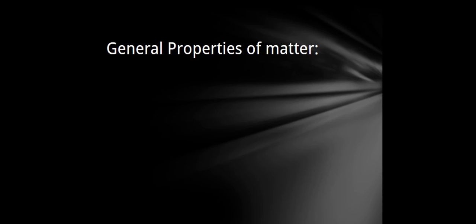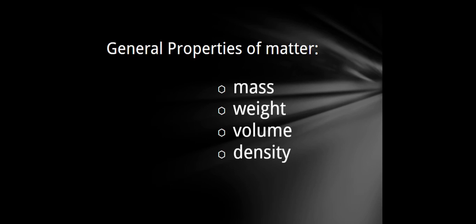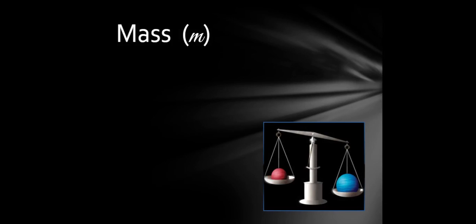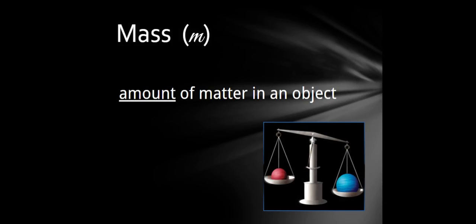So general properties of matter include mass, weight, volume, and density. Okay, mass, weight, volume, and density. And all of those are measured and or calculated. Mass, remember, is the amount of matter in an object, and it is measured in grams.